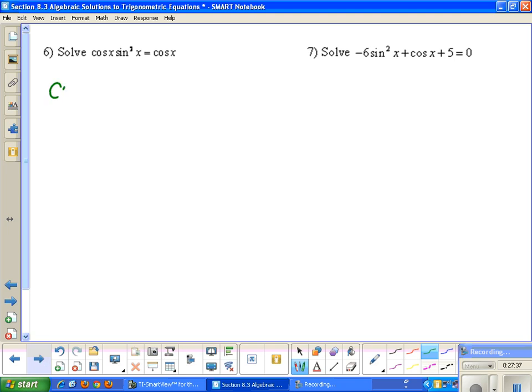So in this case, I'm going to do the cosine of x times the sine squared of x minus the cosine of x equals zero. That's the first step. So again, I can use algebra and factor out a cosine of x.